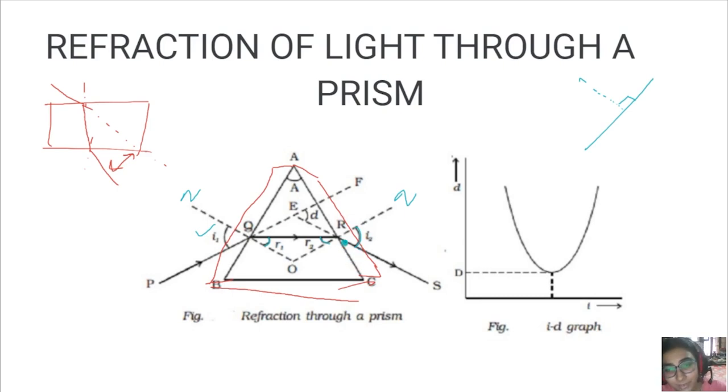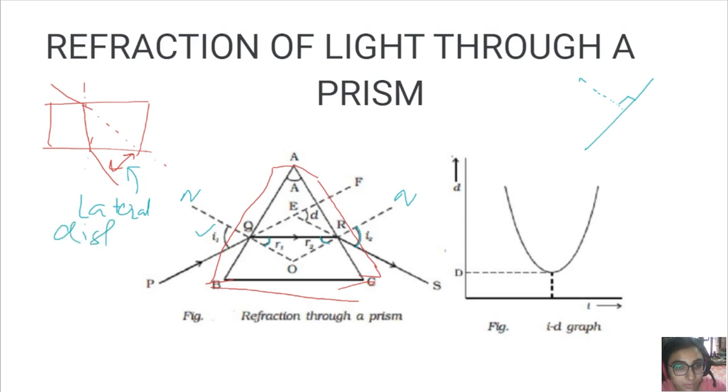Okay, where is it? It is at the point of refraction, which is the second refraction that is happening when the ray goes out of the prism. So here twice refraction is occurring. Okay, when we talked about refraction through a glass slab, we talked about the fact that the distance between the incident ray extended and the emergent ray is called the lateral displacement, right?